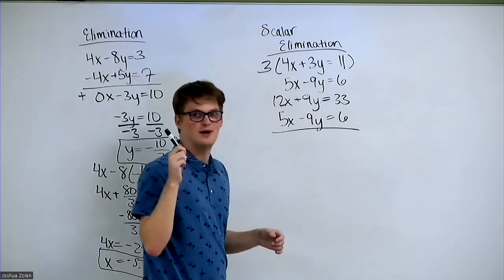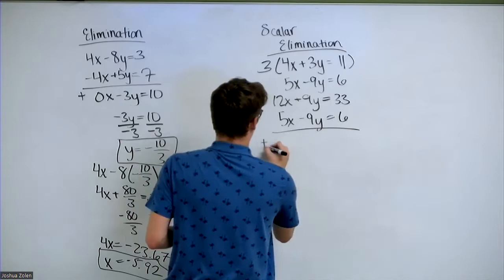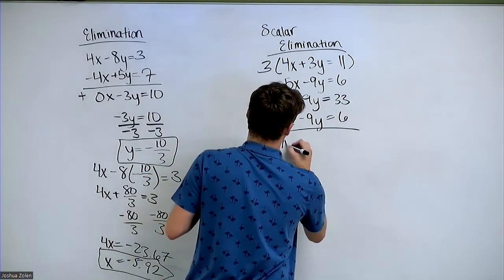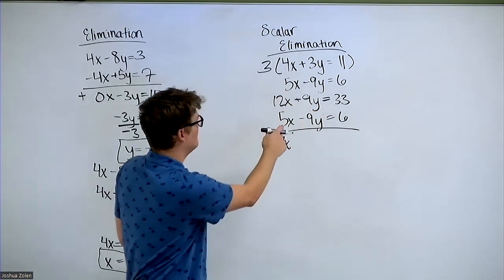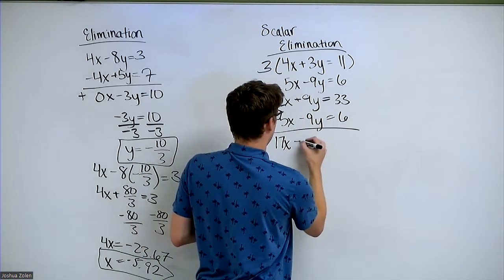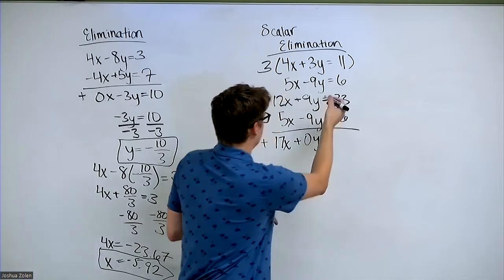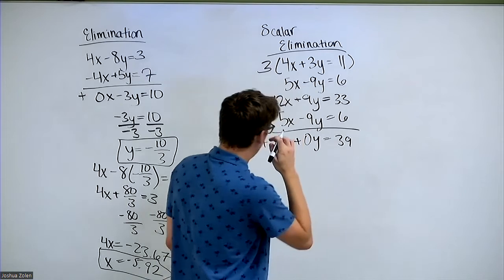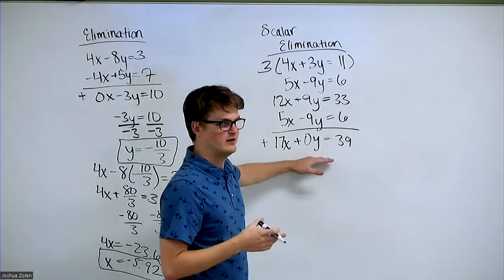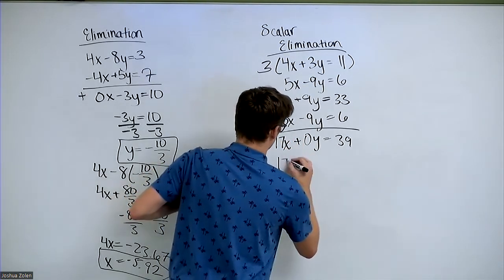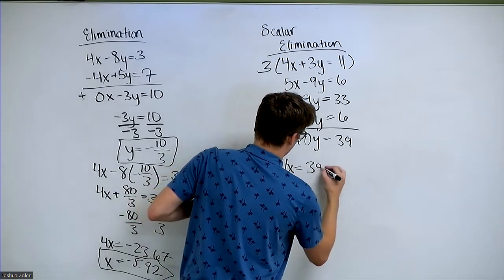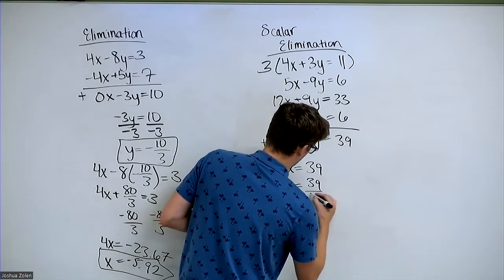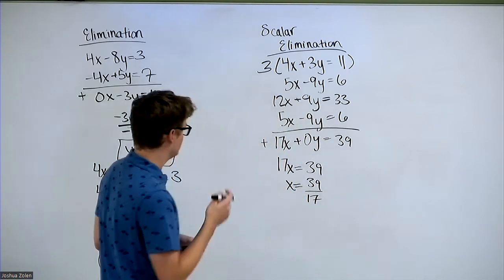And again, we're going to add these two equations together. So 12x plus 5x is going to be 17x. 9y minus 9y is going to be 0y. And 33 plus 6 is going to be 39. So we do not have a y variable anymore. We have 17x is equal to 39. Divide both sides by 17. And that is our x value.